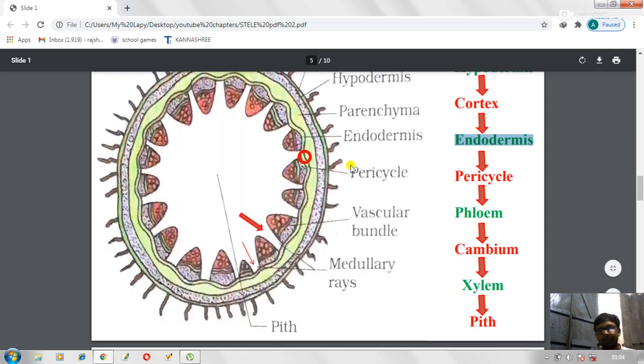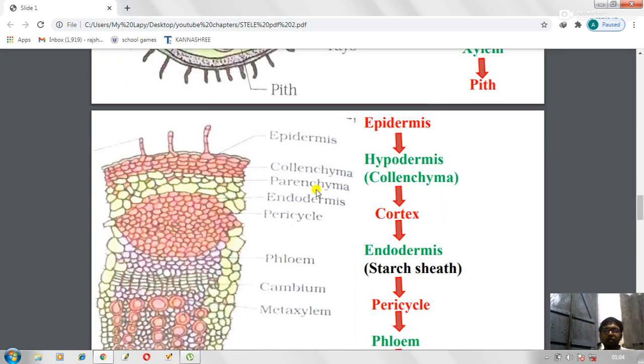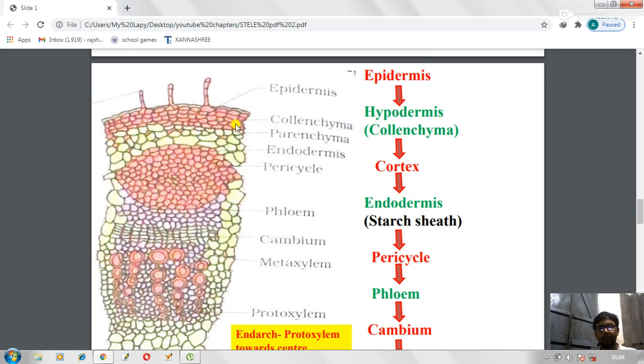You have to remember it somewhat by seeing these structures. So phloem, cambium, xylem, pith. And this is important: epidermis. So this is the tissue system. Here the epidermis, there is the collenchymatous hypodermis, then parenchymatous cortex, and then endodermis, and this is a pericycle.